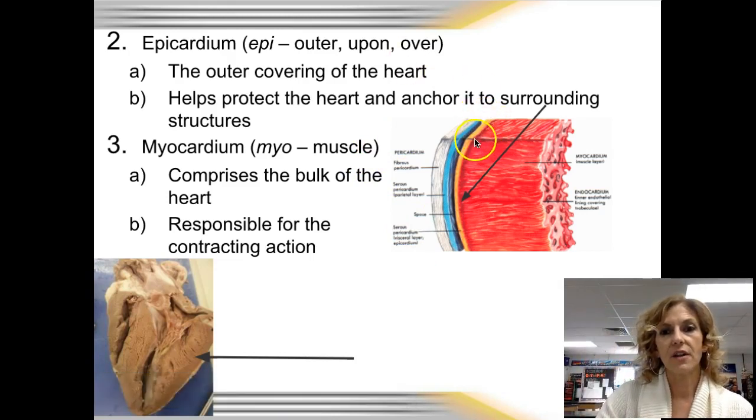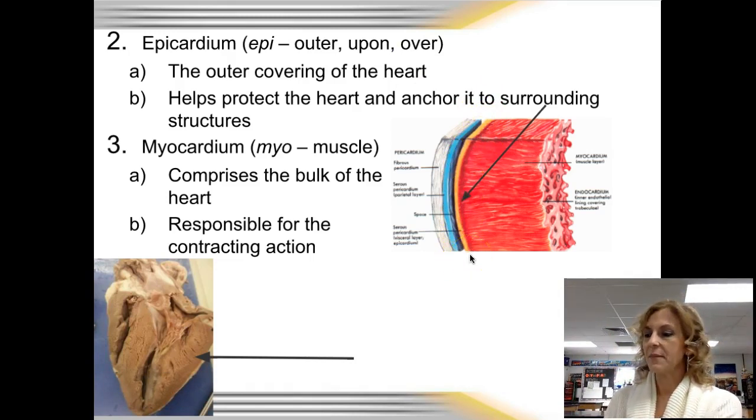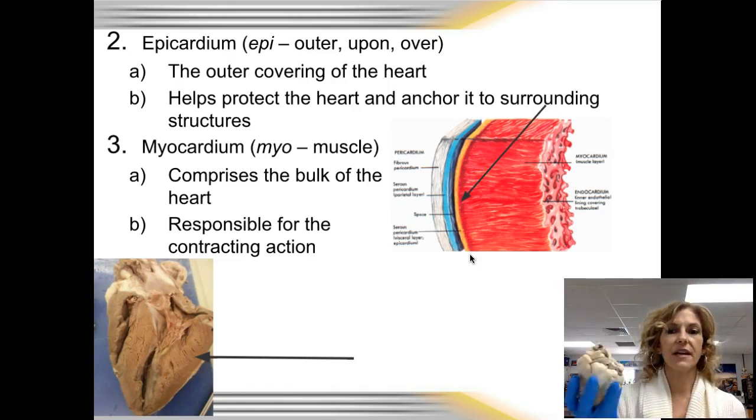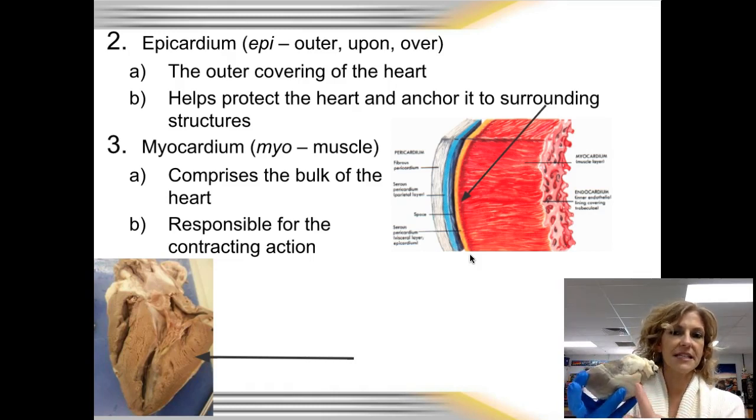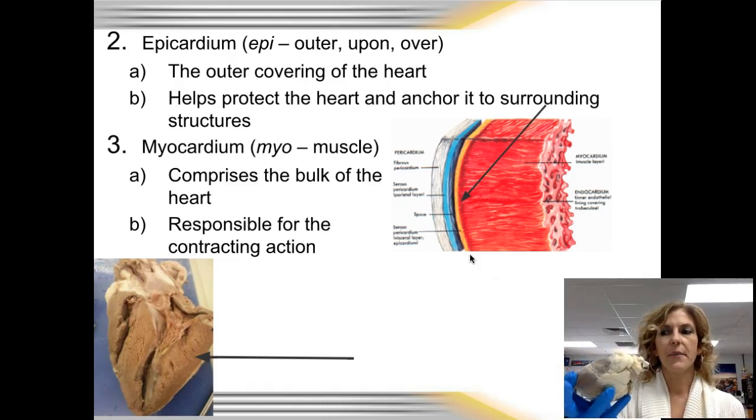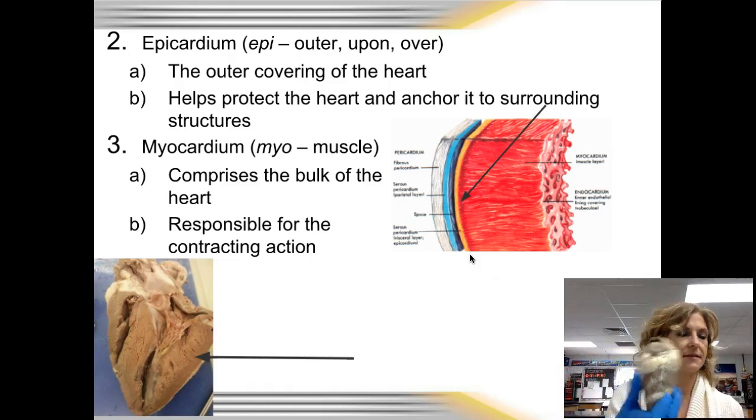So here along the wall of the heart is the epicardium. It cannot be removed from the heart. So here is a sheep's heart, and you can see there's no sac here. So the pericardium is gone, but the epicardium is not. So that is part of the heart wall.